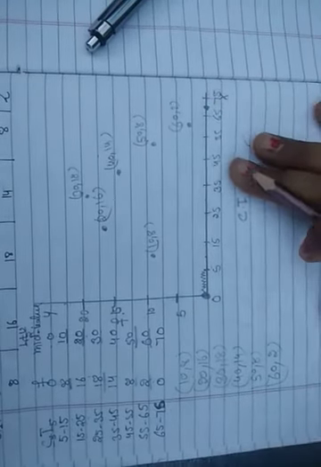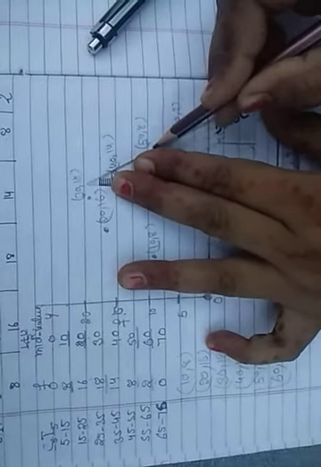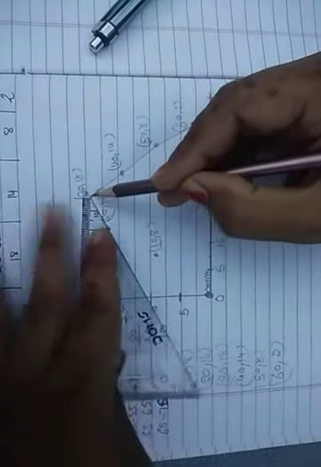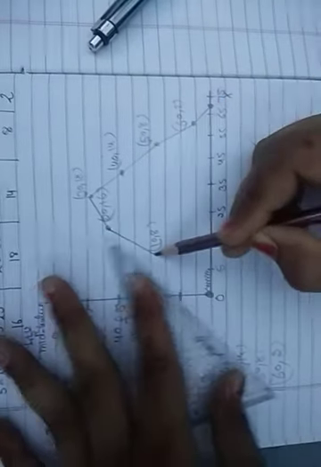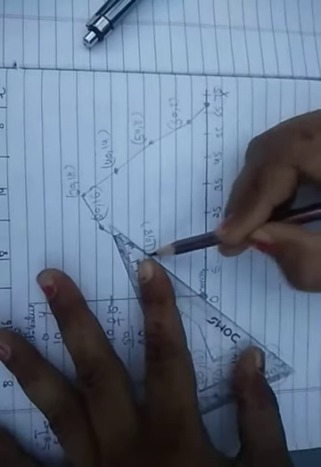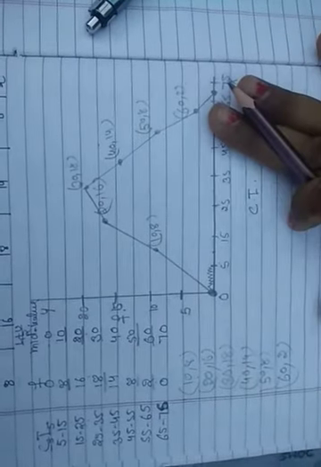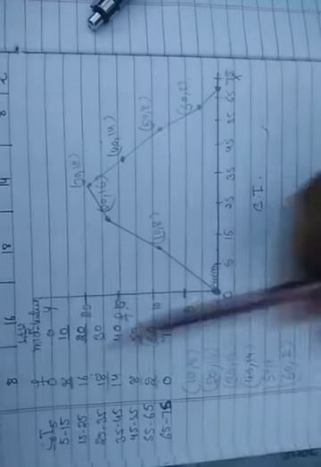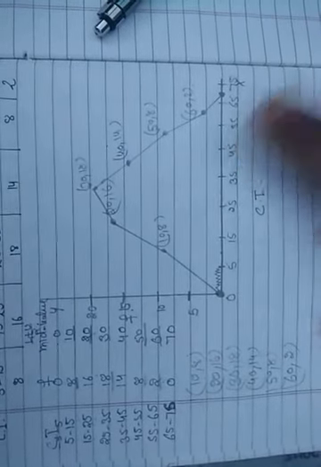Now we join these points. Next, you join this. This is our frequency polygon without using a histogram. Without using a histogram, you find the mid value, and after that you take the points with x coordinate and y coordinate accordingly. I hope you understand.